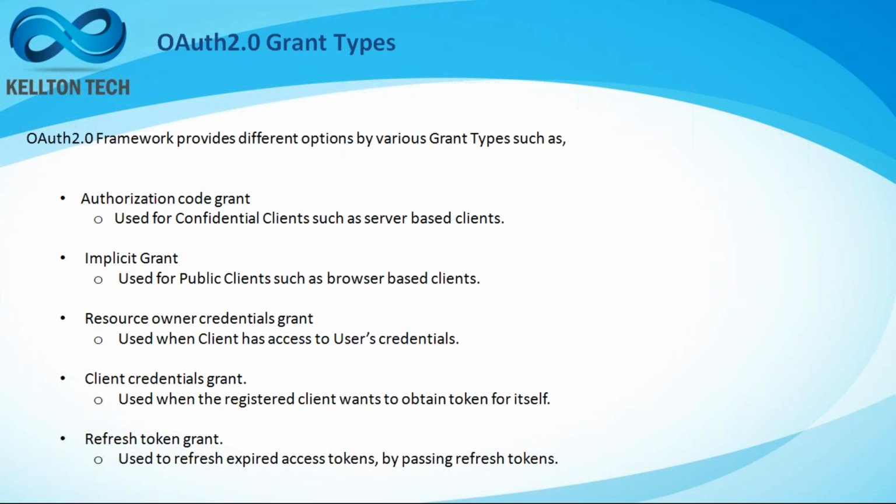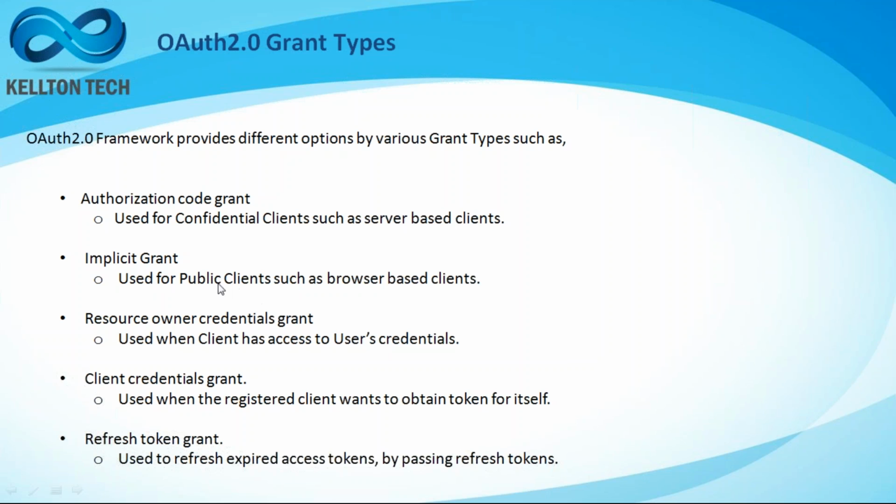Next is the OAuth 2.0 grant types. Various grant types are provided by OAuth 2.0, which talk about essentially the number of handshakes that happen in this process. The authorization code grant is for the confidential clients, such as server-based clients, wherein the client needs to authenticate itself with a client secret. So every time a client hits a server, it needs to associate the client secret with it. Whereas the public clients are kind of browser-based clients. They do not really need to send the client secret. They will not be authenticated by the server when they send the authorization code request.